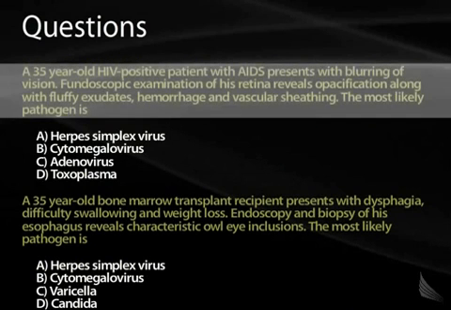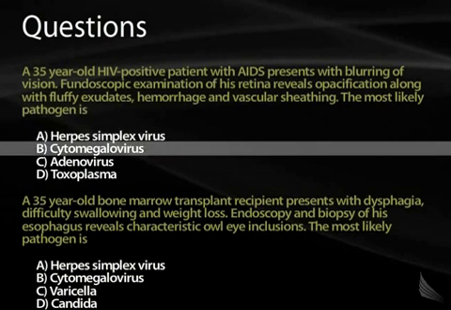Questions. A 35-year-old HIV-positive patient with AIDS presents with blurring of vision. Fundoscopic examination of his retina reveals opacification with fluffy exudates, hemorrhage, and vascular sheathing. Most likely pathogen? In Step 1, if you have somebody with AIDS and something in their eye, it's almost always going to be CMV. It's going to be hard to go wrong with that. What clinches the diagnosis is the fluffy exudates, the hemorrhage, and the vascular sheathing.